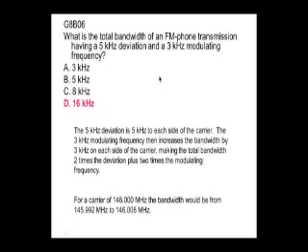Okay? So for a 5 kilohertz deviation and 3 kilohertz modulating frequency, we have twice the deviation plus twice the modulating frequency, or 10 kilohertz plus 6 kilohertz is 16 kilohertz. Okay, what does that mean? For a carrier frequency of 146 megahertz, the bandwidth would be from 145.992 to 146.008. That would be the actual bandwidth of that signal, based on around a 146 megahertz carrier frequency.